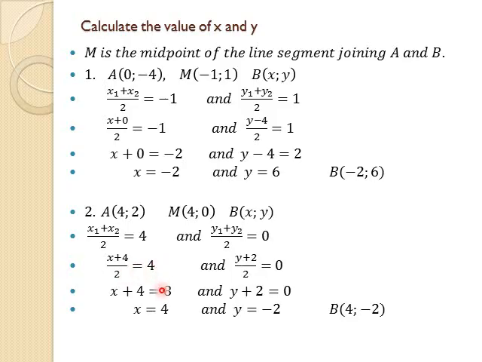2 times 4 would give me 8. So I have x plus 4 equals 8. Take 4 over, 8 minus 4, x equals 4. Here, y plus 2. 2 times 0 stays 0. Take plus 2 over, it becomes negative 2. So therefore my coordinates of B are 4 and negative 2. So we'll always look for the midpoint and use the midpoint to find the coordinates of the other side. But that I'll do later on in our more complex problems.